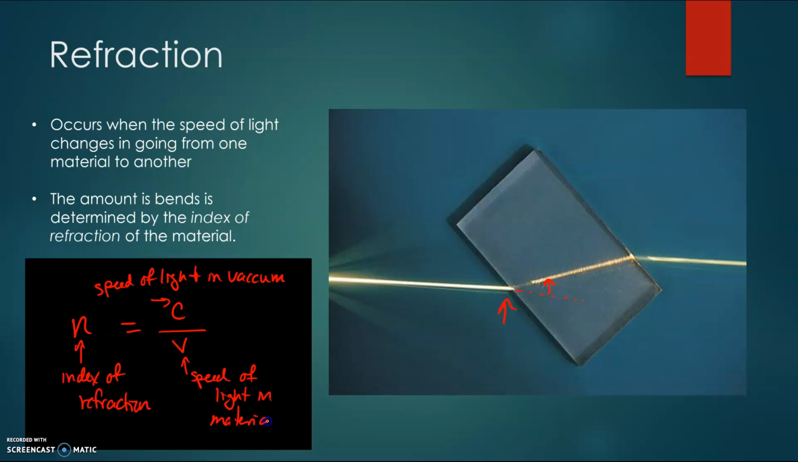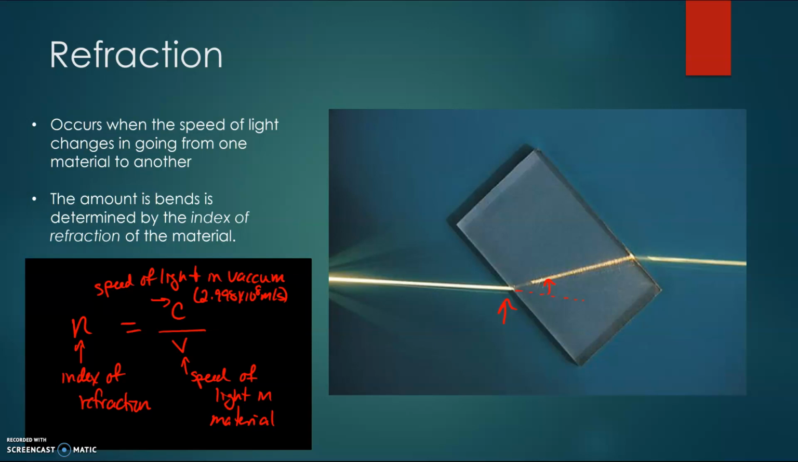And the speed of light in a material will be slower than it is in a vacuum, which means that this index of refraction for a material will always be greater than 1, because the top will always be more than the bottom. Remember, the top will be 2.998 times 10 to the 8th meters per second, and the bottom is whatever the speed is in the material. So the greater your index of refraction, the more light gets slowed down as it goes through the material, and the more it actually gets bent as well.